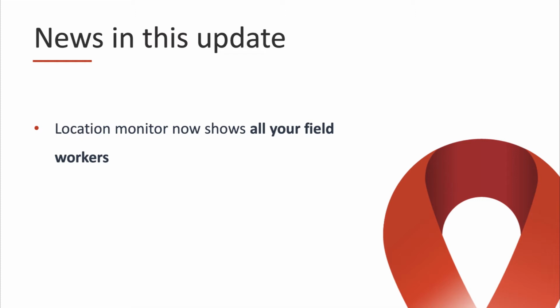Location Monitor is now able to show you all your field workers at once. In the previous update, there was a limitation to see only 6 of your mobile workers, and we removed that limitation. We went from 6 to X, so that means as many mobile workers as you have, you can track them all at once. Not only that, we added real-time traveling data for the drivers, for the mobile workers. So you're now able to see how fast they are traveling and where they are headed.